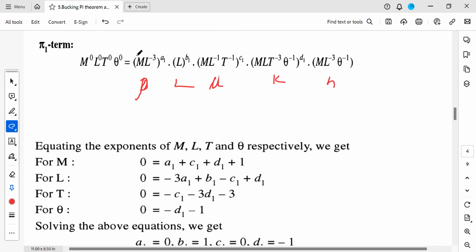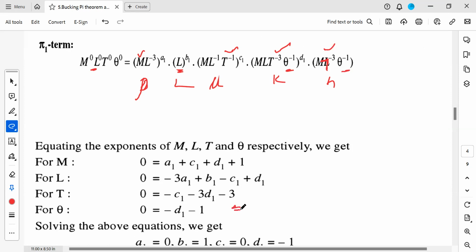First we equate the powers of M, and you will get a1 plus c1 plus d1 plus 1. Now we equate the powers of L on both sides: minus 3a1 plus b1 minus c1 plus d1. Similarly, equate the powers of T: minus c1, minus 3d1, and minus 3. Equate the powers of theta: we will get minus d1, and minus 1.